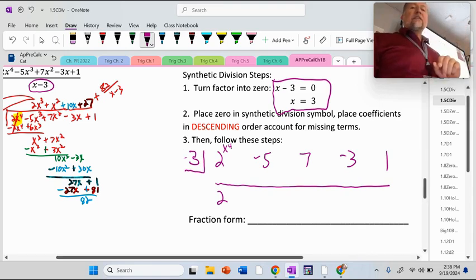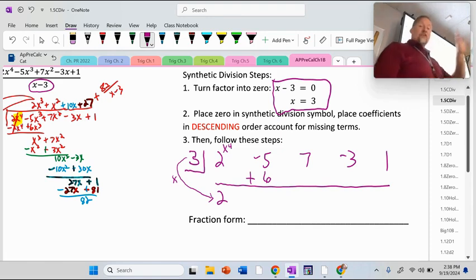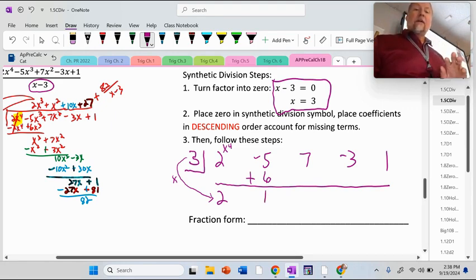Next step is very similar to long division. We do multiply these two. What's 3 times 2? 6. Here's the difference. You add here. Now, there is a reason for this. No one cares about the reason why synthetic division works. Just know that that's the difference. So put a big fat plus sign there, and then that becomes 1. And then you do it again.